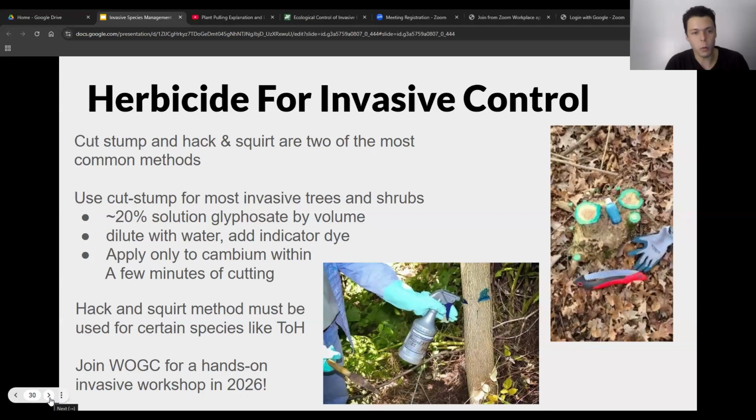So hopefully this spring or summer, sometime in 2026, Allison and I are going to be hosting kind of the next level to this, where we're going to do more of a hands-on workshop to show everybody practically how we can get rid of invasives in our yard and landscape.